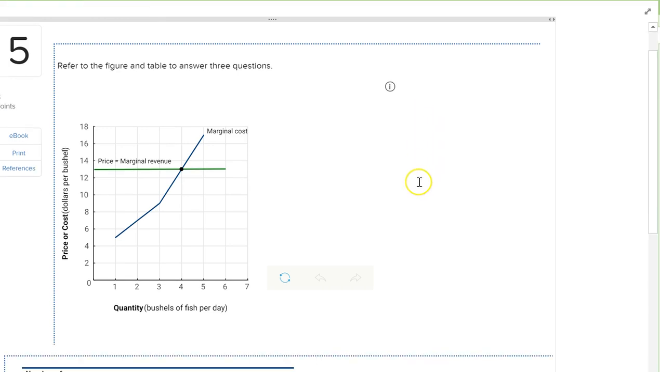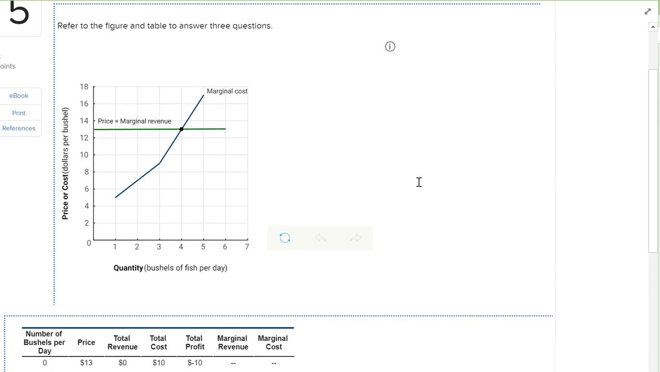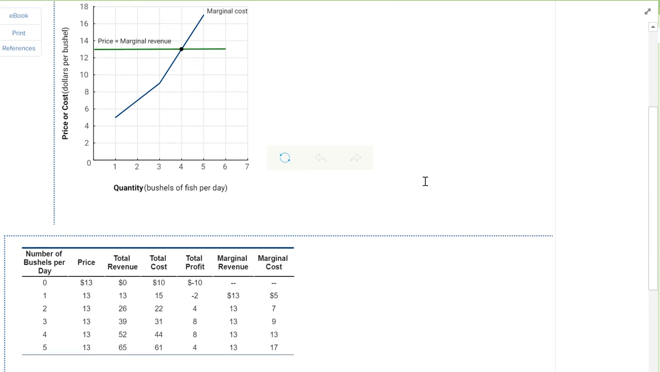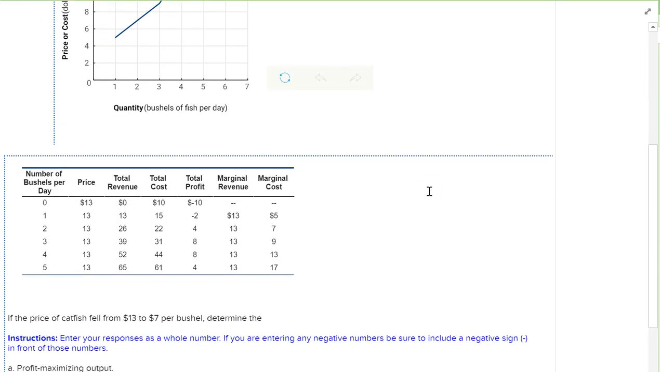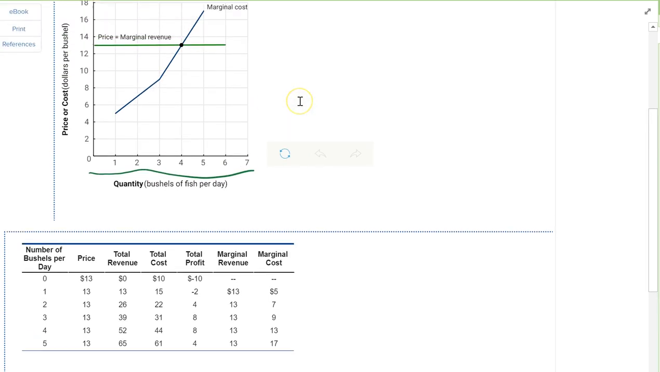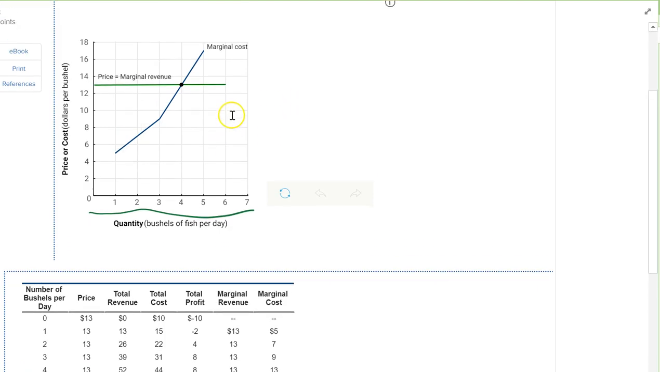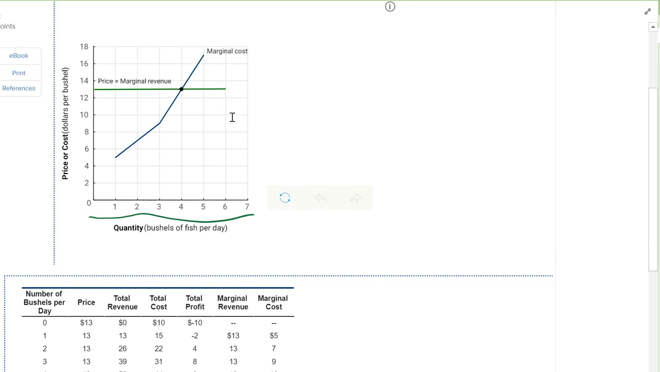Number 5 is starting the process of seeing how graphically this reveals itself. So we've got some questions to answer from this table. This is the cost curve, the marginal cost curve for the firm. And it asks us to look at the information here. So we've got the number of bushels per day, and you can see that here on the horizontal axis. The price that it's sold for, the total revenue, the total cost, the total profit, the marginal revenue, marginal cost. So this curve represents the marginal cost. So this is a relationship between number of bushels per day and marginal cost. So that's what we see graphed here.